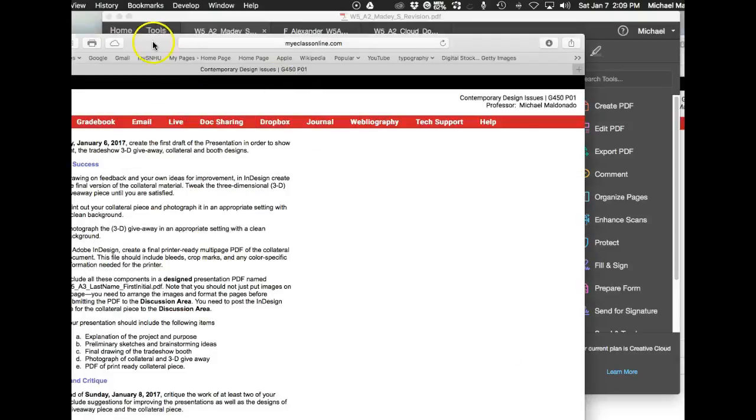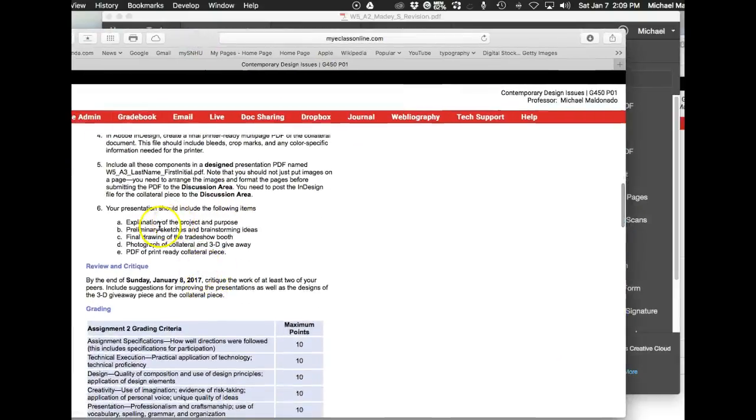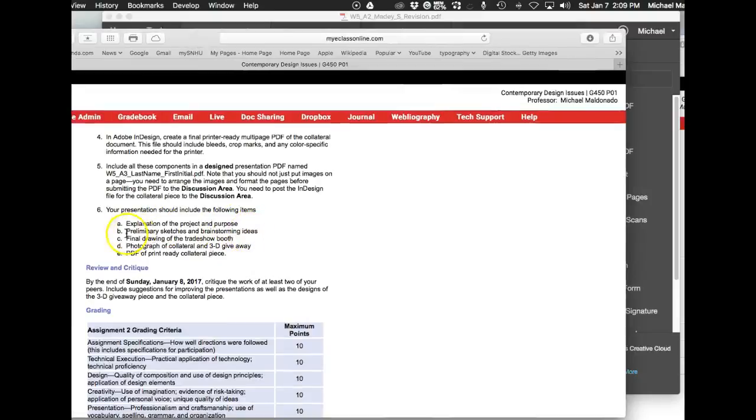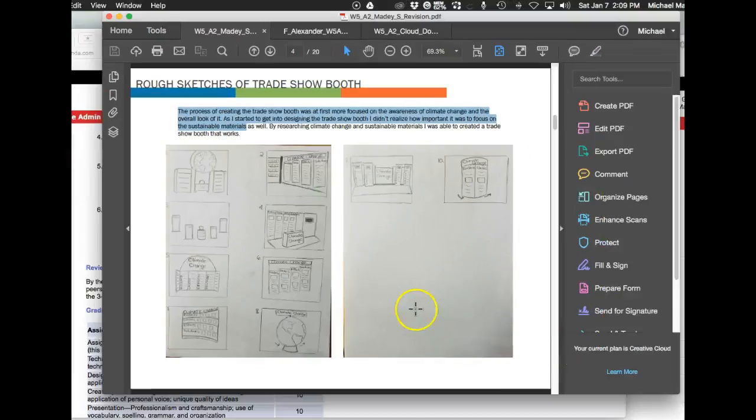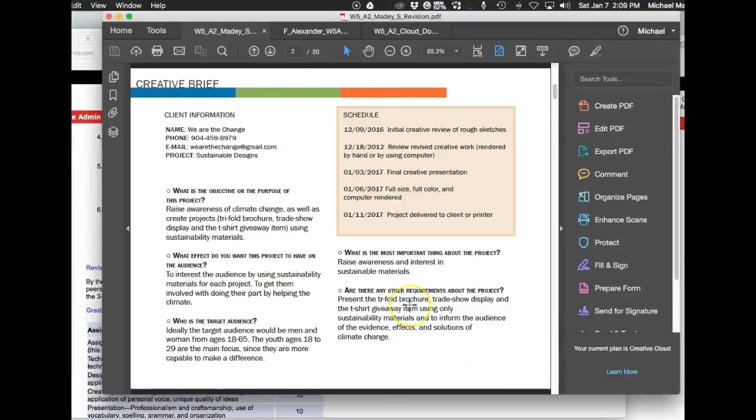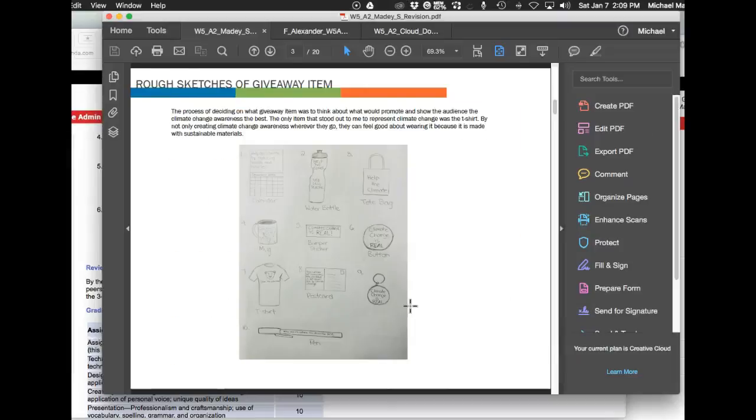Don't forget, this assignment this week, you need to include an explanation of the project and purpose, preliminary sketches, brainstorming ideas, final drawings of the trade show booth, photographs of collateral and 3D giveaway, and the PDF of your print-ready collateral piece. So print-ready meaning, you might want to put printer's marks and definitely crop marks on that production file.